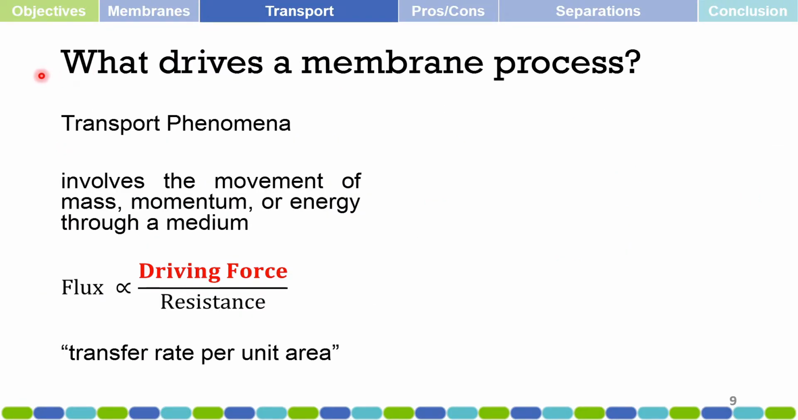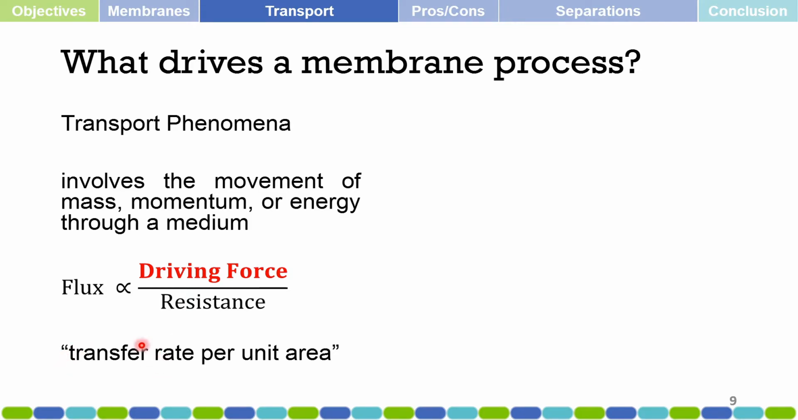So we're moving on to the transport phenomena. Transport phenomena, in a general sense for chemical engineering concepts, involves the movement of mass, momentum, or energy through a medium. The generalized concept, to make it simpler for those who haven't encountered transport phenomena, is that it relates the flux with the driving force and resistance. So what's flux? Flux is the transfer rate of mass, momentum, or energy per unit area.